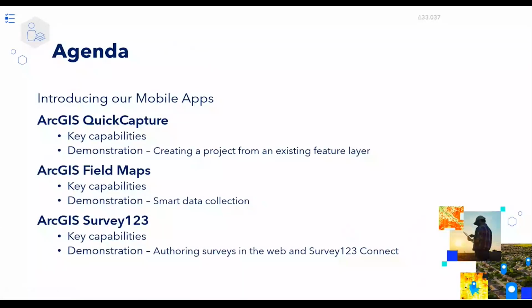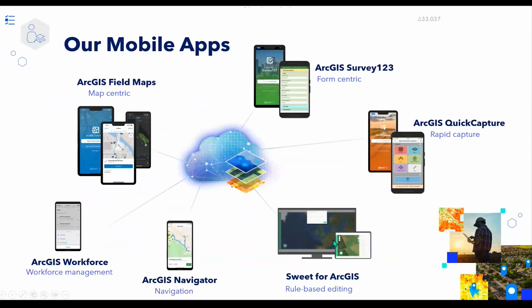So in today's session, we're firstly going to introduce all of our mobile applications before then focusing on 3 of the core mobile apps. So that's ArcGIS QuickCapture, ArcGIS Field Maps, and ArcGIS Survey123. And then through 3 different technical demonstrations, today we're going to show you how these mobile apps can help you to efficiently collect data in the field. Hopefully show you a number of tips and tricks to make that data collection as easy as possible for the mobile worker and something that suits your workflows as well. So let's go ahead and let's dive straight in.